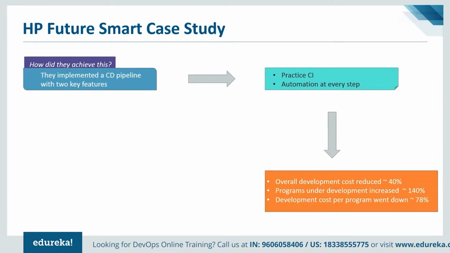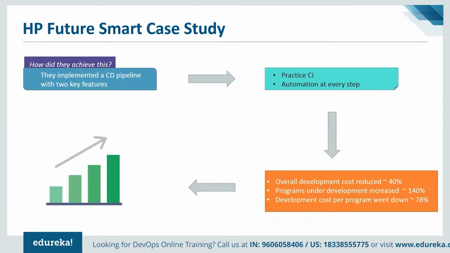Now let's look at the end results of these practices. So firstly, the overall development cost reduced by approximately 40%. The programs under development increased by approximately 140%. And the development cost per program went down by approximately 78%. Now guys, this is a huge difference in their delivery cycle. So how did they make sure this happened? They implemented continuous delivery and they practiced continuous integration, and they made sure they used automation at every step. So by following these few key practices, the delivery cycle was much better and much faster.